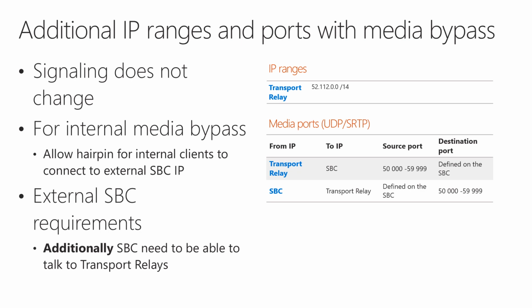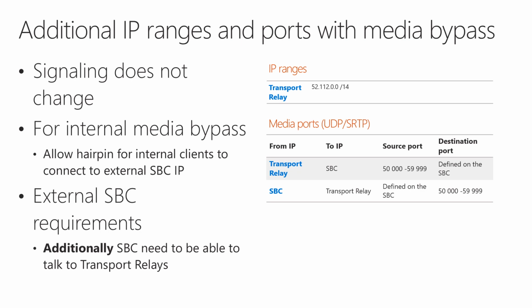If you want to enable media bypass, you need to open a few additional IP ranges and ports. And I want to stress, these are additional. So what we have just discussed on the last slide, you still need, but you will need additional IP ranges and ports. Please note that the signaling doesn't change. As we've learned earlier in the session, the signaling always goes to the call controller, no matter if you're doing media bypass or not. However, from a media perspective, now the SBC needs to be able to talk to the transport relay.